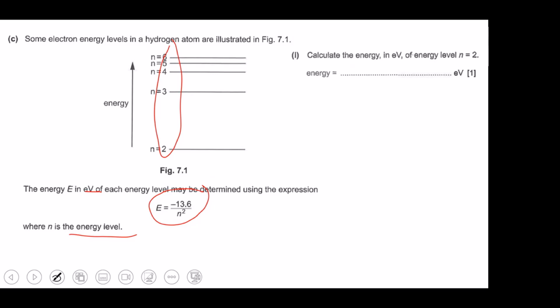Part 1 is quite straightforward. They ask you to calculate the energy in terms of electron volts. Make sure you know what electron volts stand for, and how to convert electron volts to joules. You are expected to find the electron energy for n equal to 2. So I use the formula minus 13.6 divided by 2 squared, and I'll get minus 3.40 eV. The question only asks for energy in terms of eV, so for this part, there's no need to convert to joules. Just leave your answer as minus 3.40 eV.